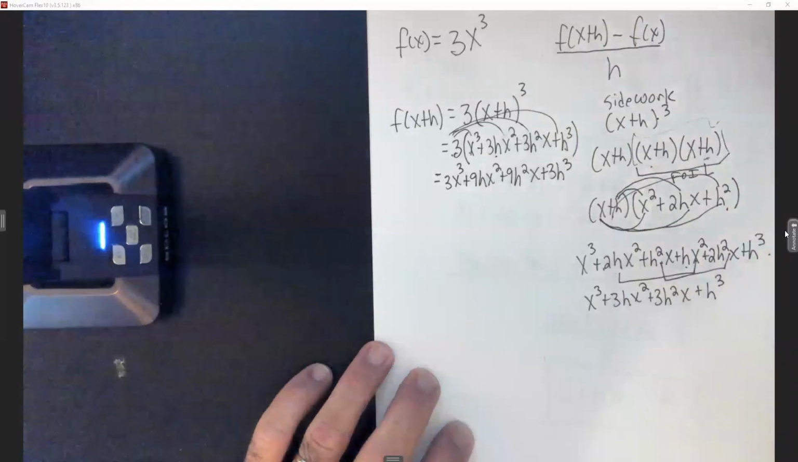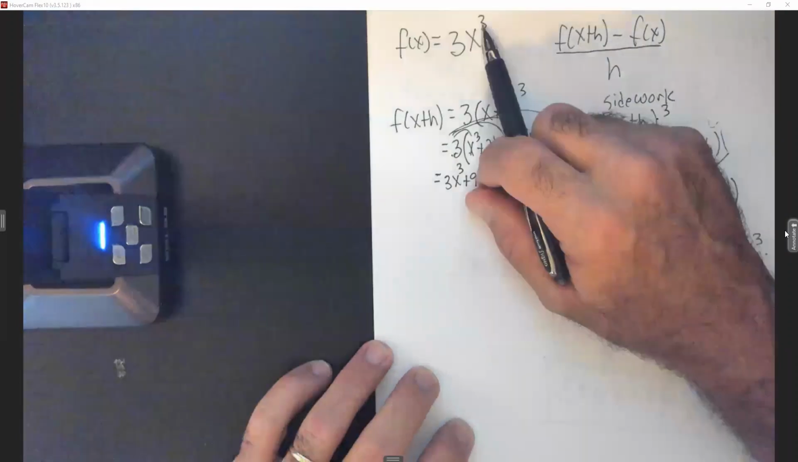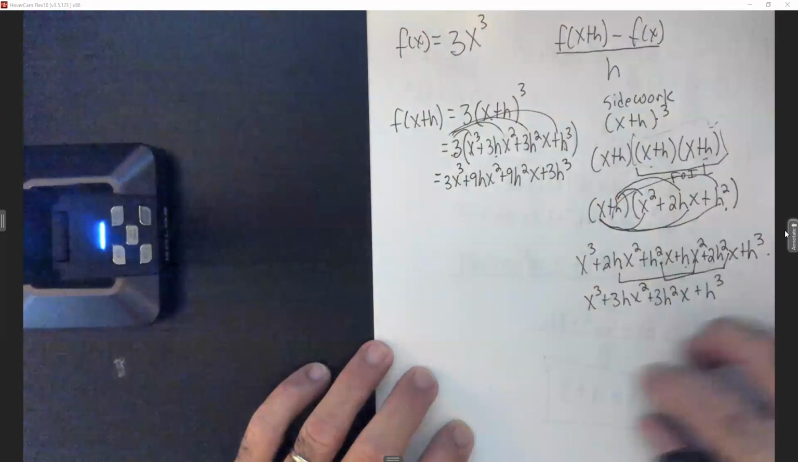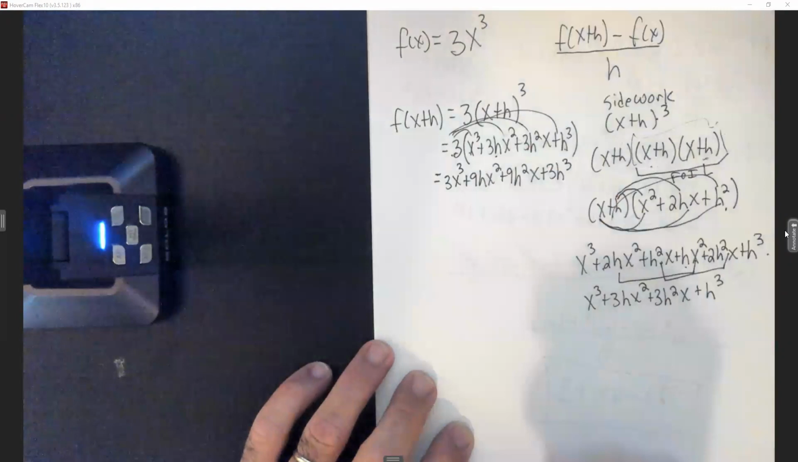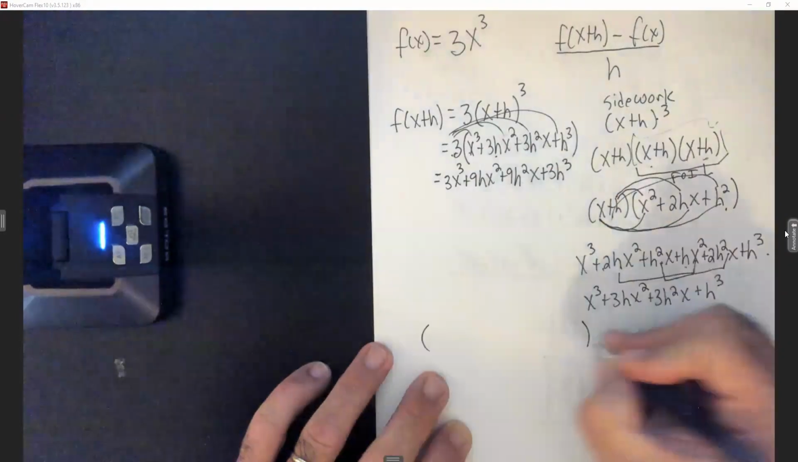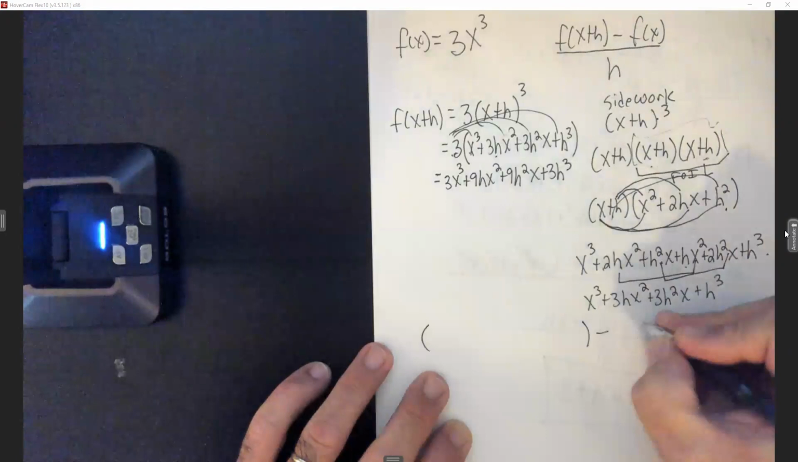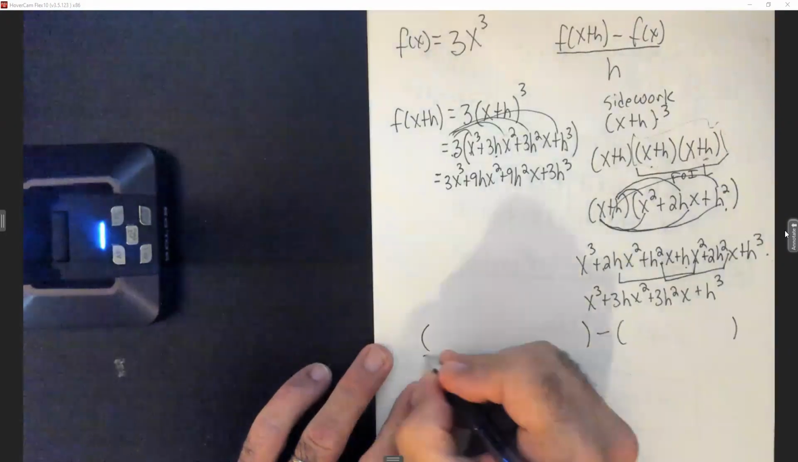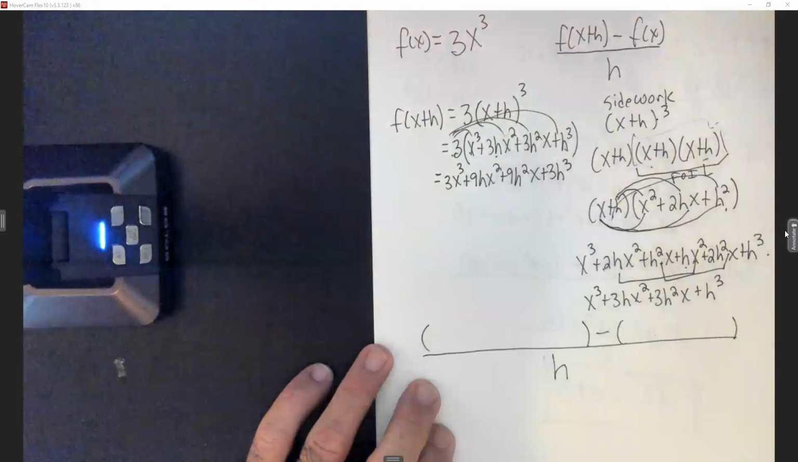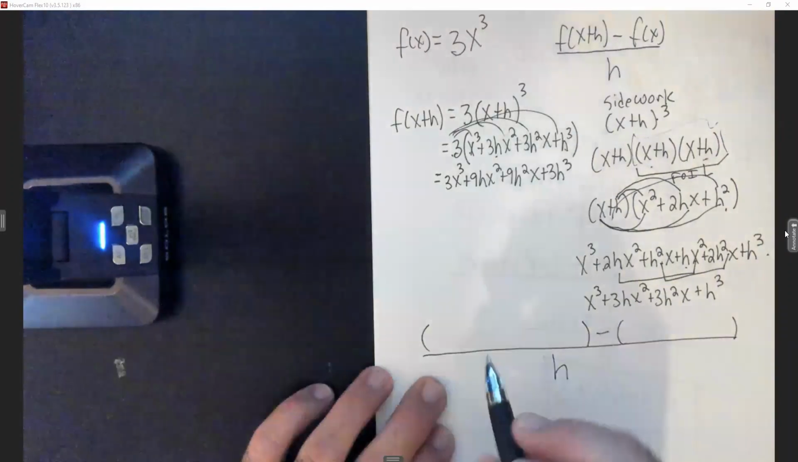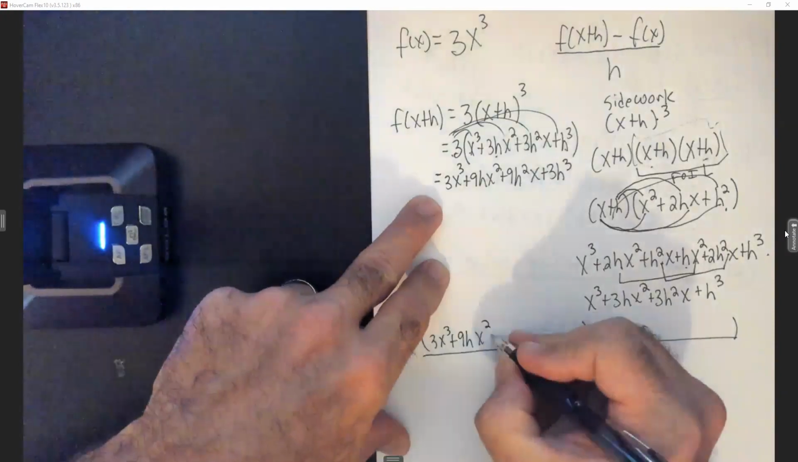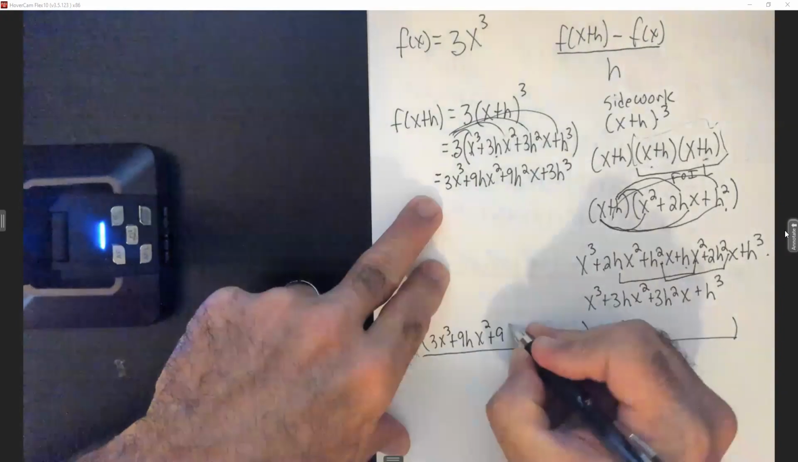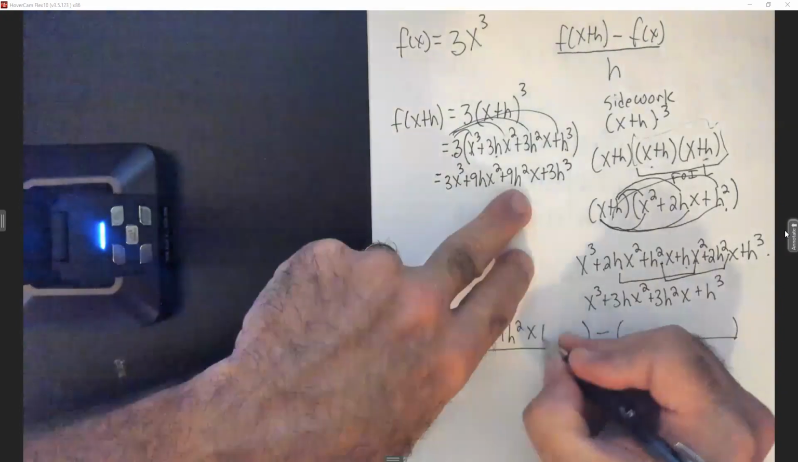So you know what would be cruel if I put one on a test and I throw a 4 up there, wouldn't it? Because then you'd have to take all this and FOIL by another x plus h. But hey, I'm not going to do that to you. So let's get this into our formula. F of x plus h minus f of x all over h. Now see what's going to be sad, right? Let's put all this in. 3x to the third plus 9hx squared plus 9h squared x plus 3h to the third.